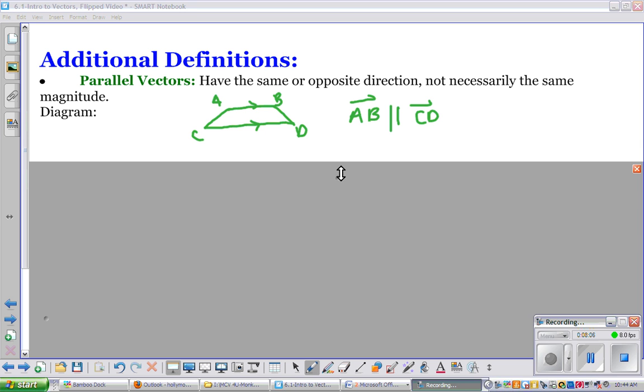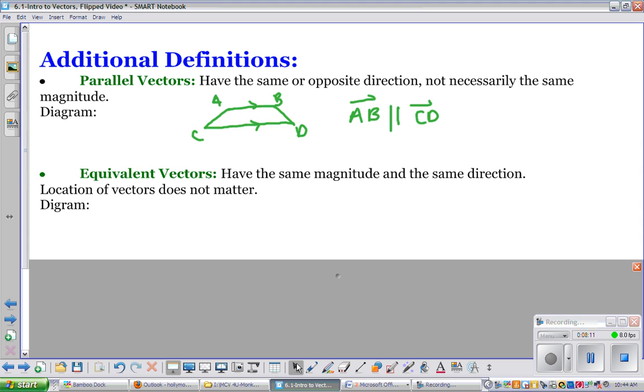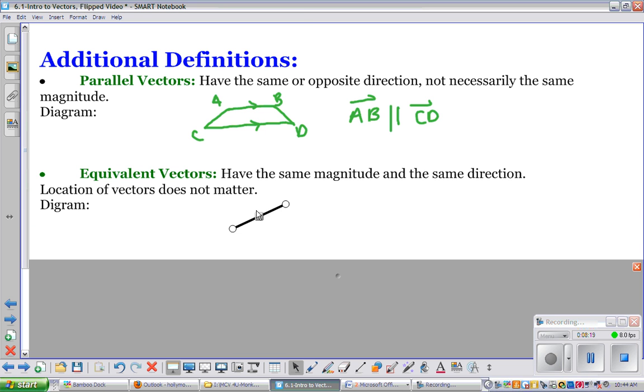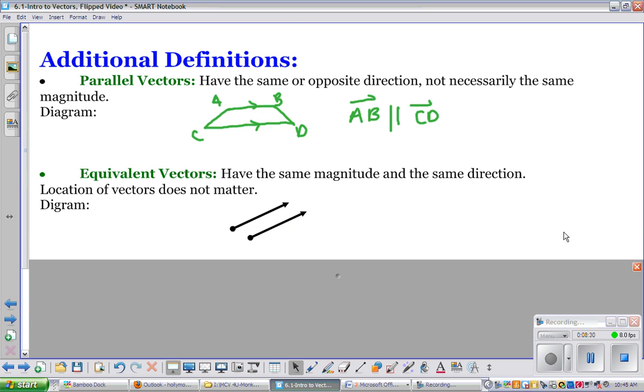The next one is equivalent vectors. And so if I were to create a vector here, like so, and then I wanted to duplicate it, there it is over there, those would be equivalent vectors, which simply just means that they have the same magnitude, same size, and same direction, but the location of it doesn't matter. So the vector could be over here, and that's okay.